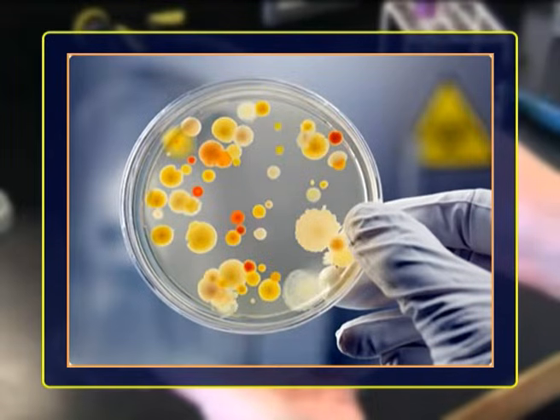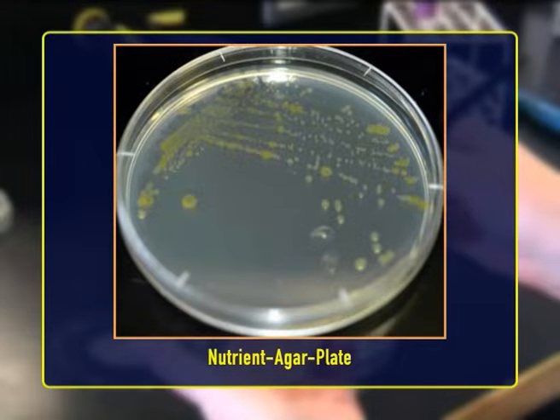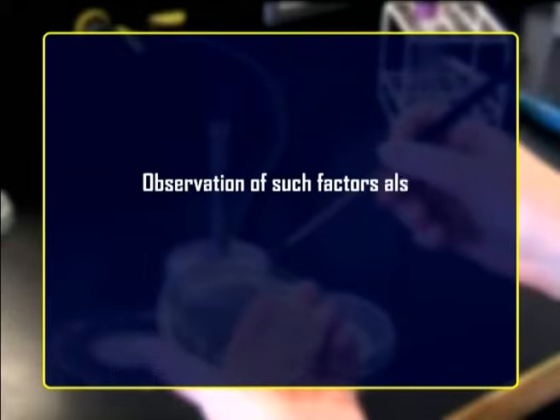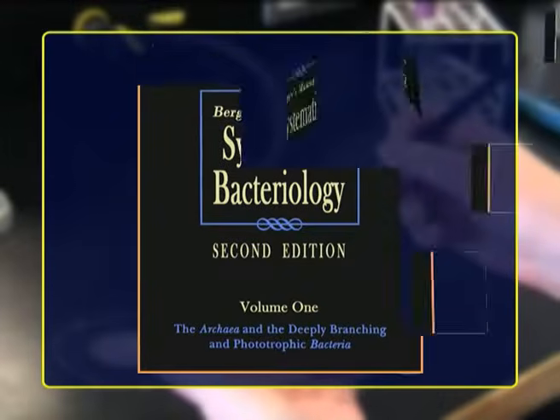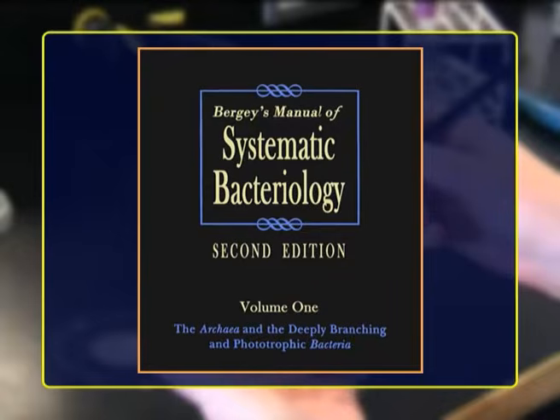Cultural characteristics or morphology are determined by culturing microorganisms on nutrient agar plates, in nutrient broth, and in slants. After incubation, the characteristics are observed. Observation of such factors also helps in recognizing types of bacteria. Differences in the macroscopic appearance of a microorganism's growth are used as a basis for separating microbes into taxonomic groups contained in Bergey's Manual of Systematic Bacteriology.